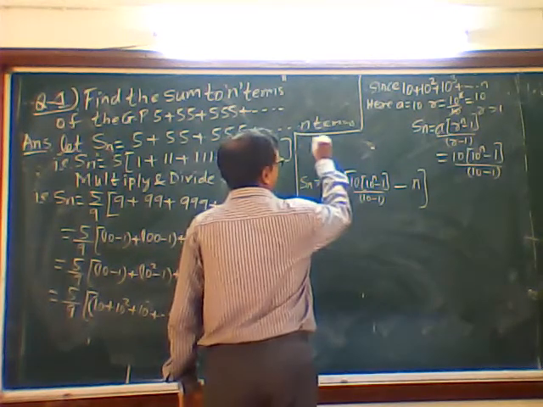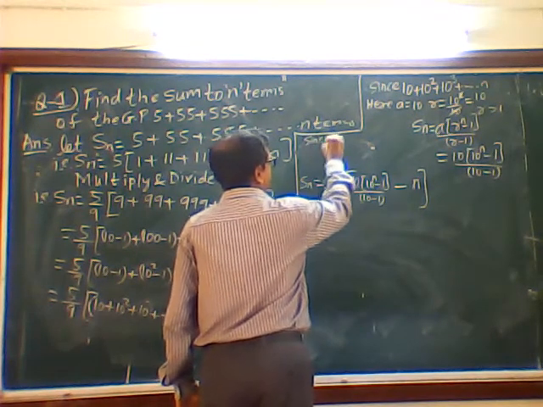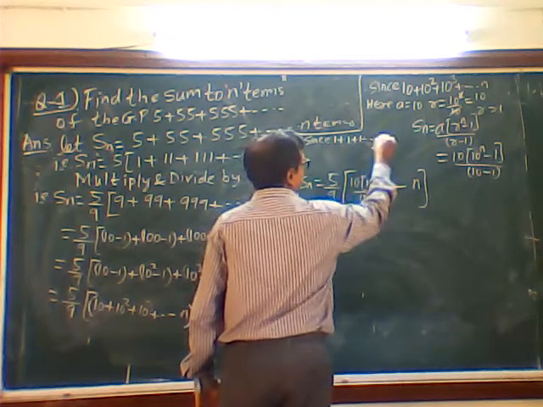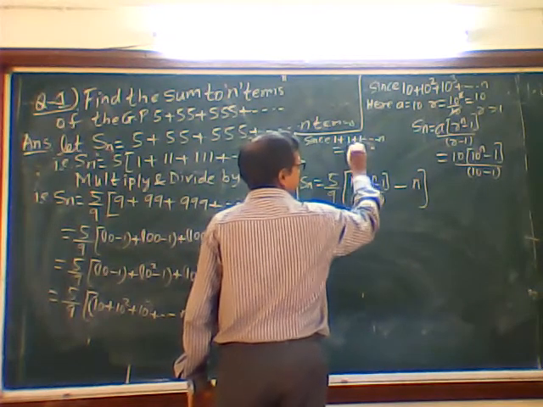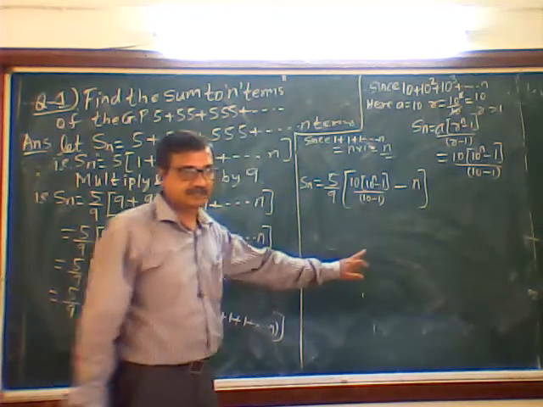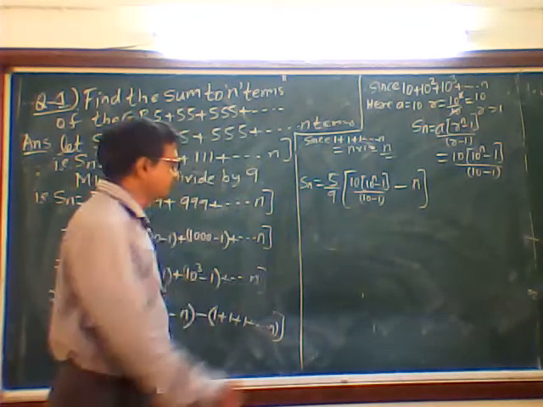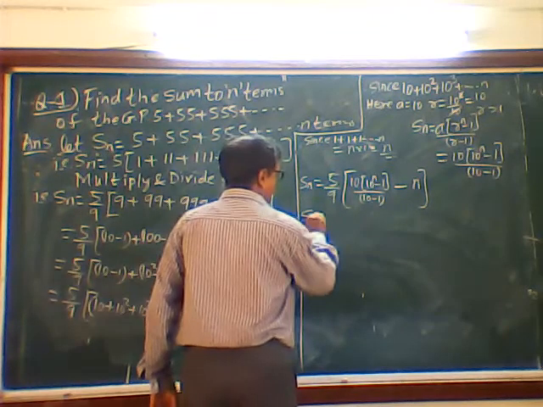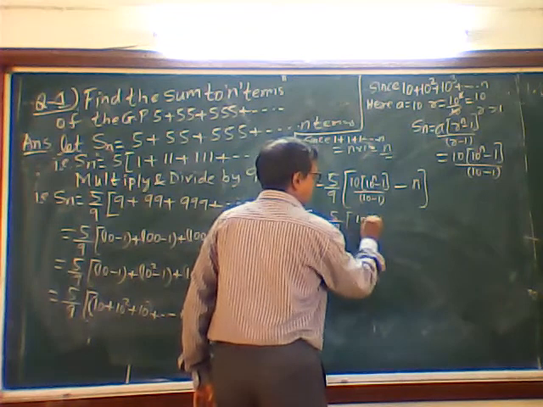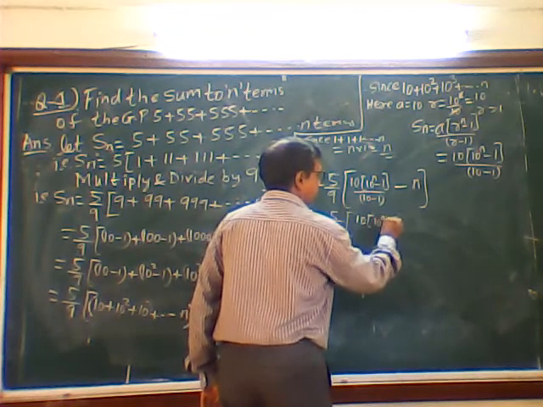Okay, that also, if you want, I will write it here. Second part: since 1 plus 1 plus 1 plus ... n times is n times 1, which is n only, that n I have to correct. So now Sn is equal to 5/9. Then the 10 into this will remain as it is. I am not doing anything here.